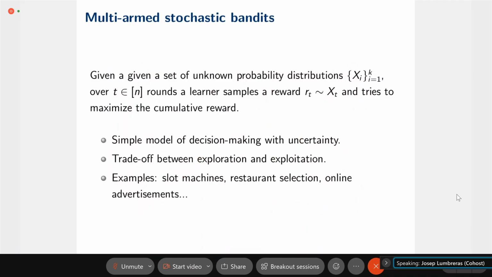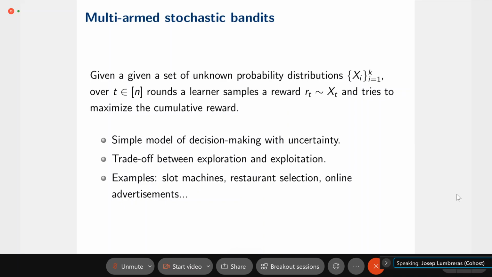So more formally, we can formulate the multi-armed stochastic bandit problem as follows: we are given a set of unknown probability distributions, X_i from 1 to K, and we have a learner that over n rounds interacts with these probability distributions. It selects one of these probability distributions and samples a reward. The objective of the learner is to maximize the total cumulative reward. So this is one of the simple models of decision making with uncertainty, and as I said before, it's a trade-off between exploration and exploitation.